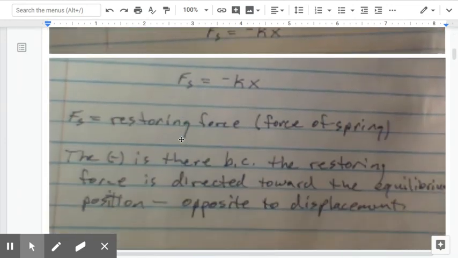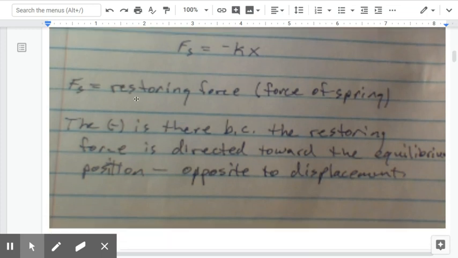Okay, so I already mentioned this. Fs is referred to as the restoring force, or the force of the spring. And the negative sign is there because the restoring force is directed towards the equilibrium, and it's opposite to the displacement. And by putting the negative in there, we get the correct direction for our spring force.